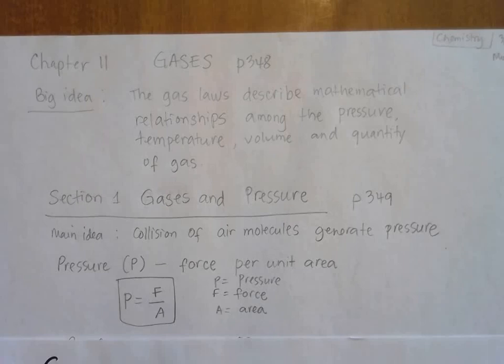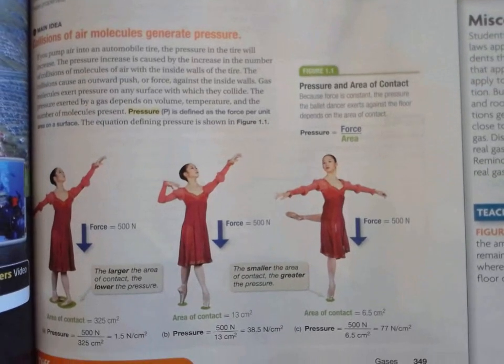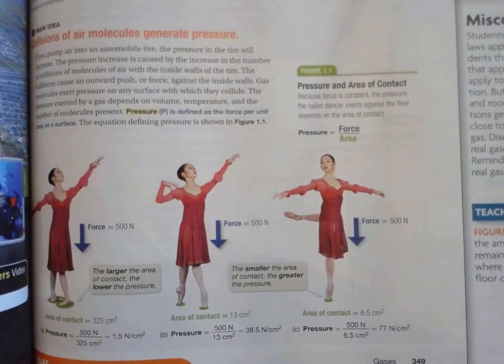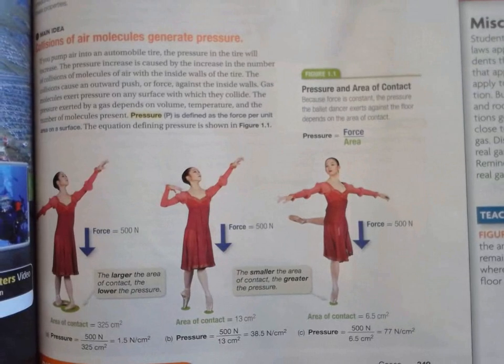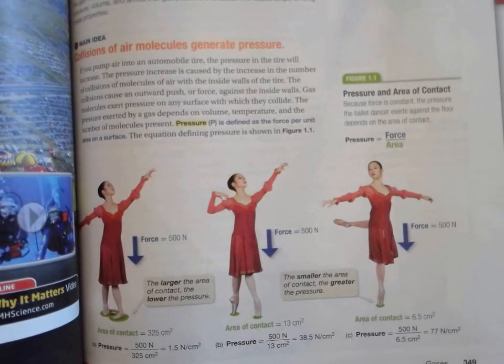Okay, so pressure is force per unit area. The letter notation that we use for pressure is P. F is for the force, and A is area. Now, in our textbook, we have this illustration. This is figure 1.1 on page 349.